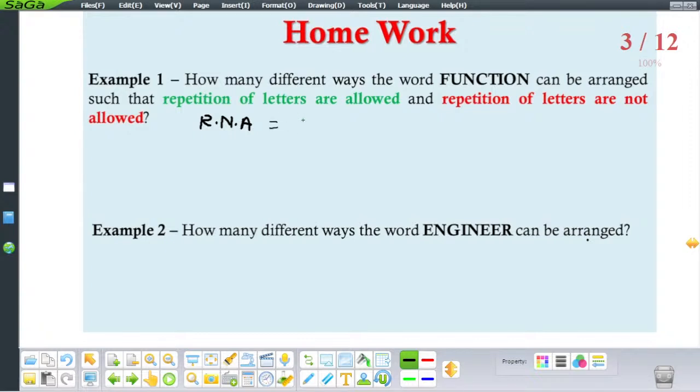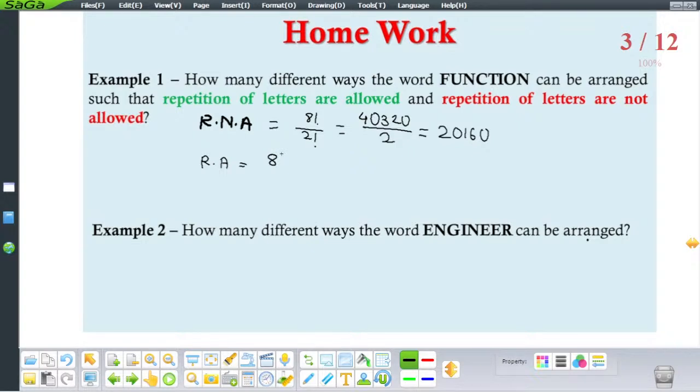First we have to count the number of letters: 1 2 3 4 5 6 7 8, so 8 factorial upon 2 factorial, because N is repeated twice. The 8 factorial value is 40320 and the 2 factorial value is 2. So when repetition of letters is not allowed, we get the answer 20160, if we divide 40320 by 2.